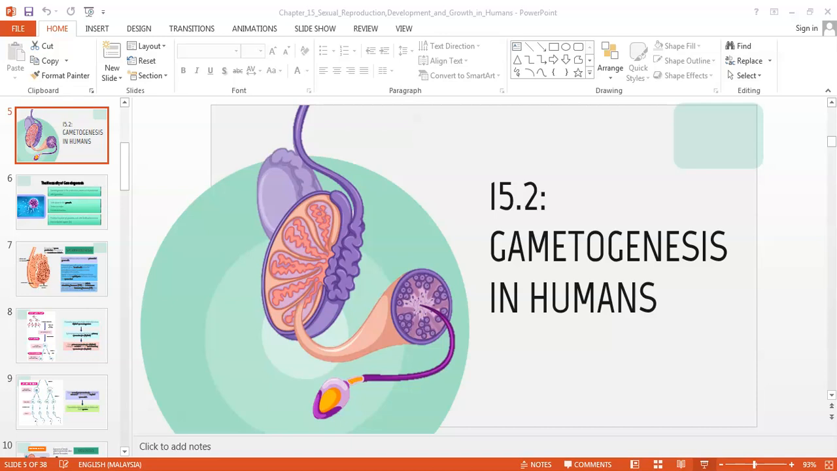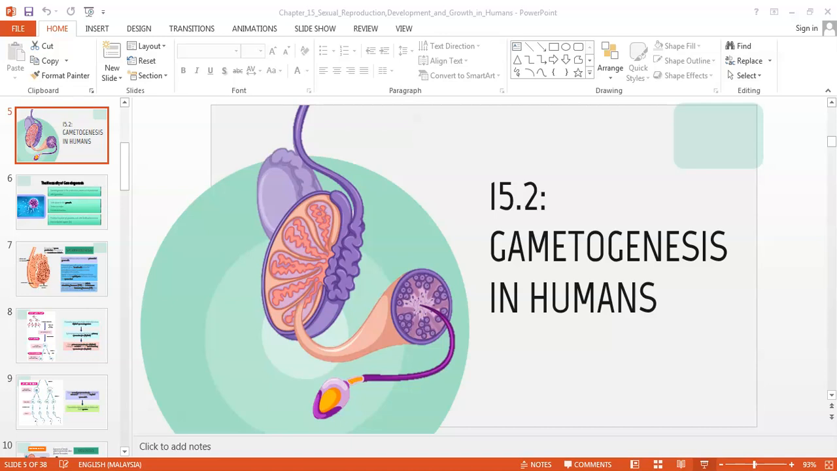So the necessity, keperluan gametogenesis ni adalah untuk nak menghasilkan haploid cell. So kamu kena ingat balik lah, haploid cell dia mestilah melibatkan proses meiosis. Dan juga ada sedikit mitosis untuk nak increase ataupun duplicate the number of cells. So the first one kita akan tengok spermatogenesis. Jadi as you know, spermatogenesis is a process to produce sperm.